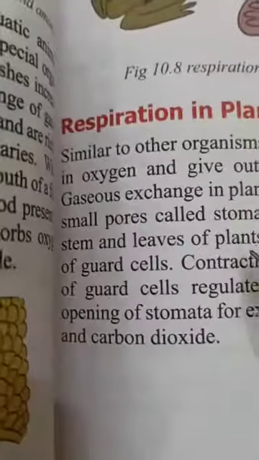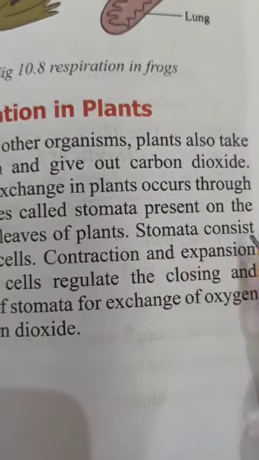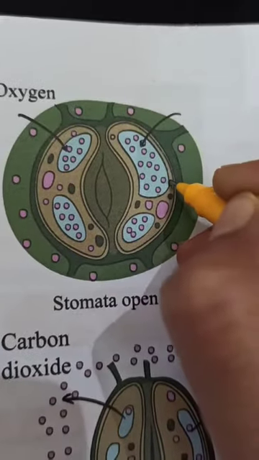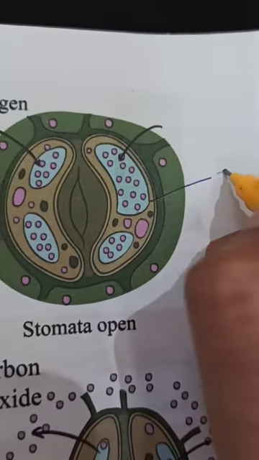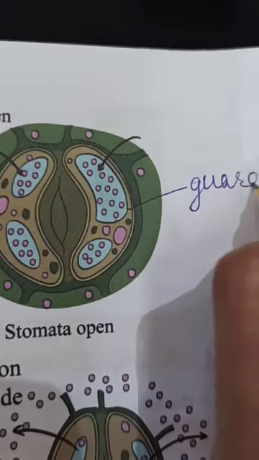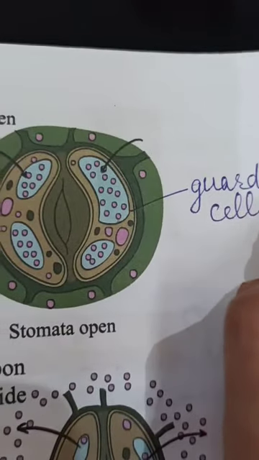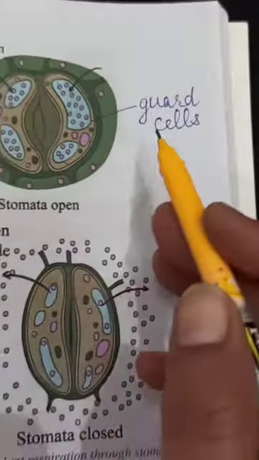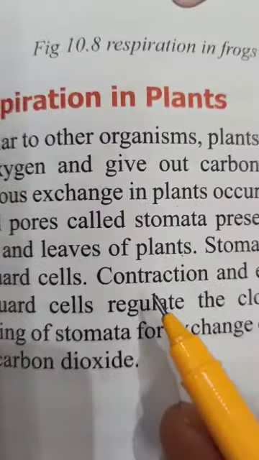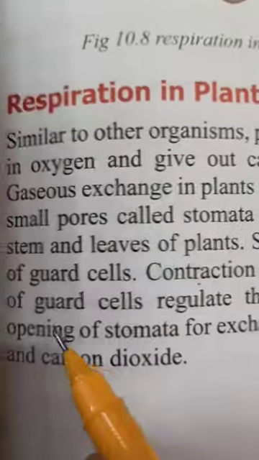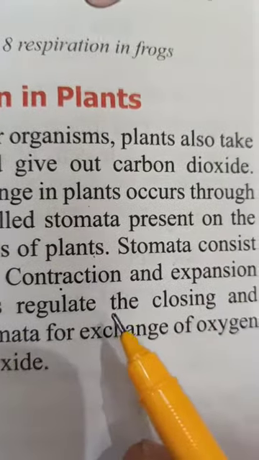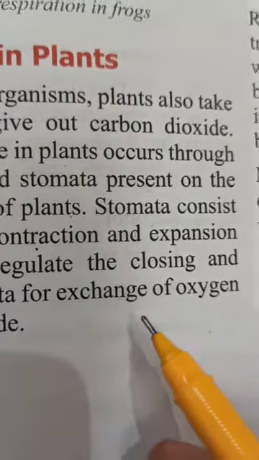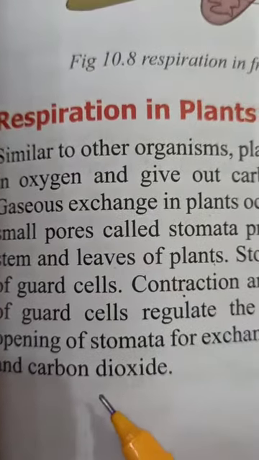Okay children, so let's read the next one. Stomata consist of guard cells. As you know children, here you can label in your book also. These are the guard cells. This is one guard cell and this is the second guard cell. So guard cells. And contraction and expansion of guard cells regulate the closing and opening of stomata for exchange of oxygen and carbon dioxide.